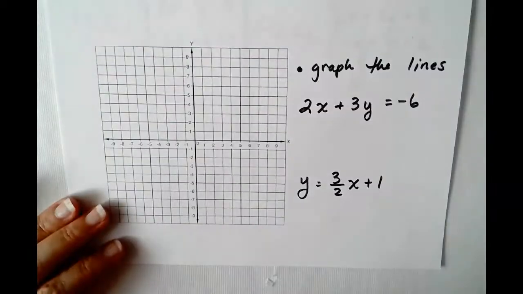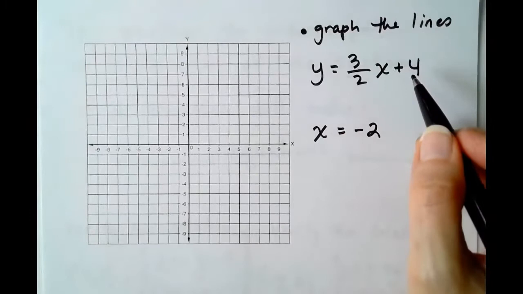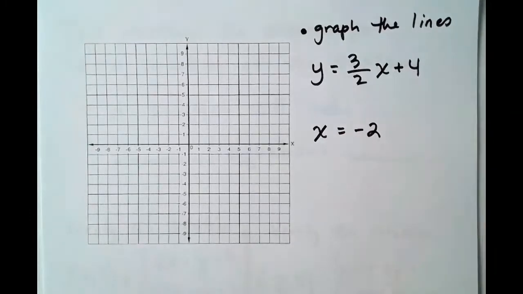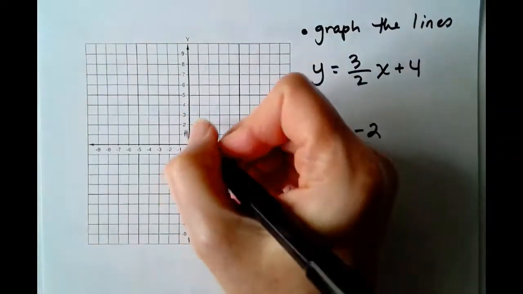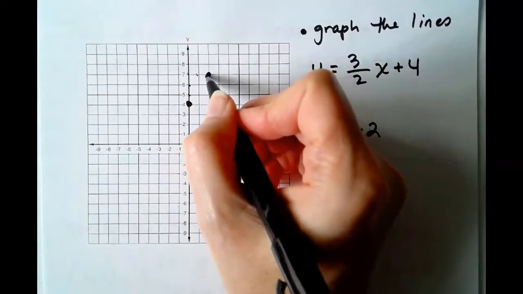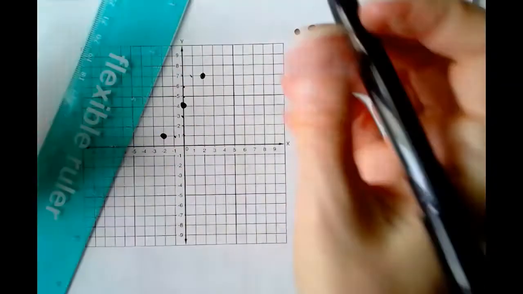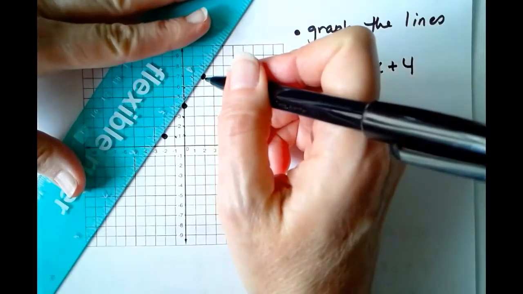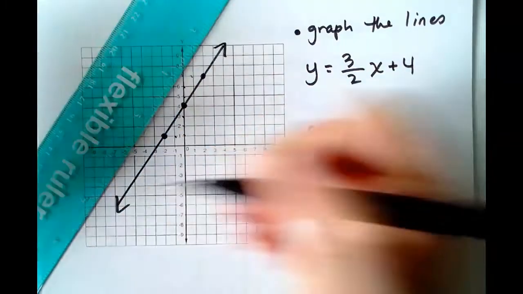Let's do it again. And this time, let's continue to move a little bit faster. This line is already solved for y. Let's graph it. The y-intercept is 4. The slope is 3 over 2. There's our point. 1, 2, 3 over 2. Down 2, 3, back 2. So here's our first line. Remember, the more points that you plot, the more precise the graph is.